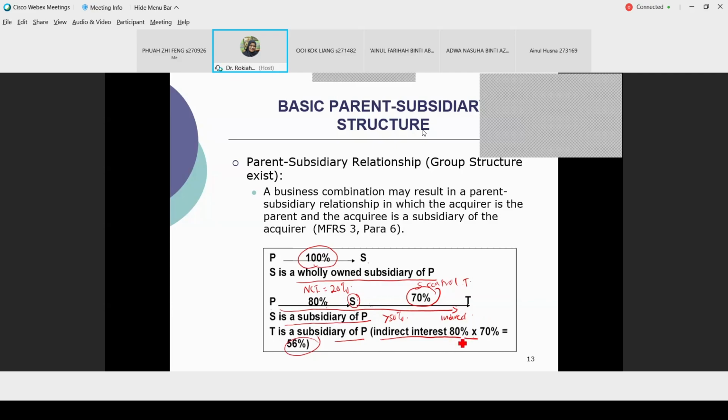How we calculate the indirect interest here is the 80% control in S times the S control in T. So indirectly, the parent has a share of 56% in T. So this one is an indirect interest. This first one is very simple, wholly owned, but this one is an indirect interest. This one is considered direct, because here only P controls S. This one is indirect. Okay, so we proceed to the next one.